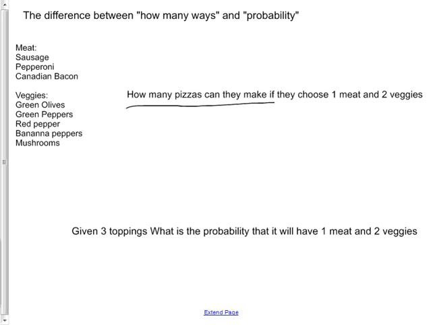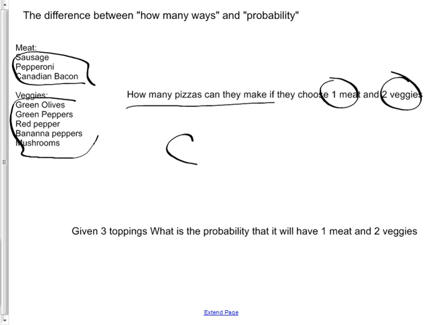Nope, C. The ones where the order doesn't matter. Remember, on a pizza, we don't care if it's sausage and then pepperoni. So C, the order doesn't matter. And then this has 2 separate parts, though. 1 meat and 2 veggies. Well, here's my meats. I have 3 different kinds of meat, and I have 5 different kinds of veggies.